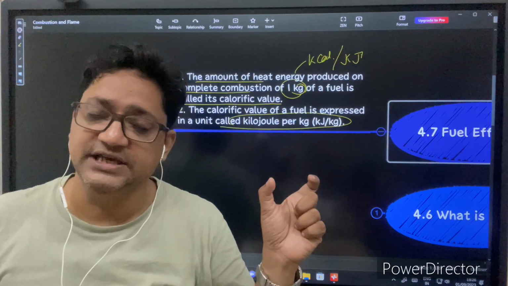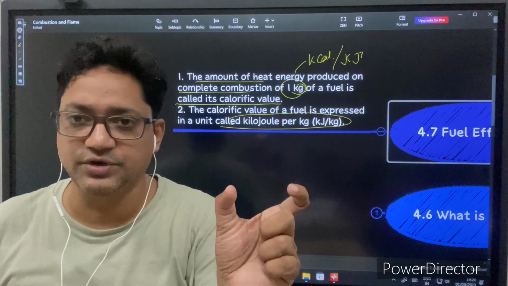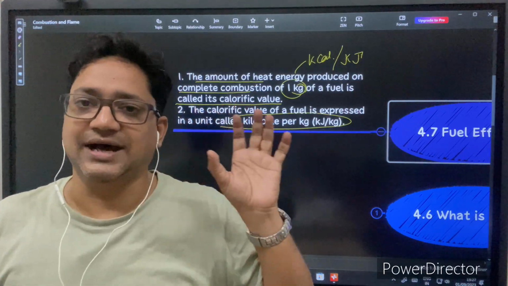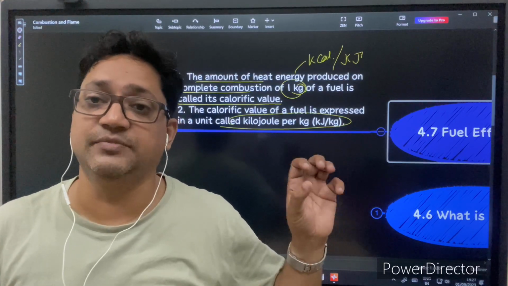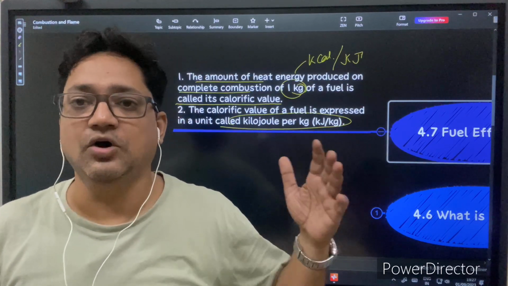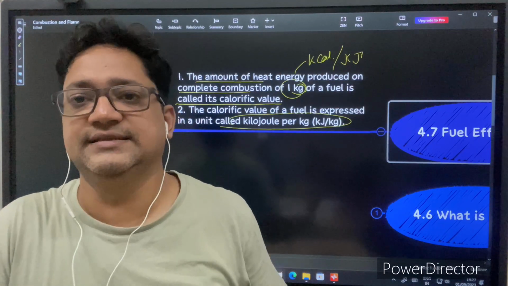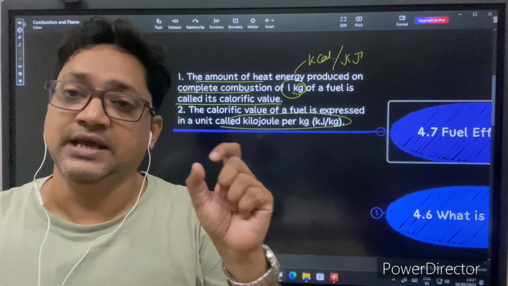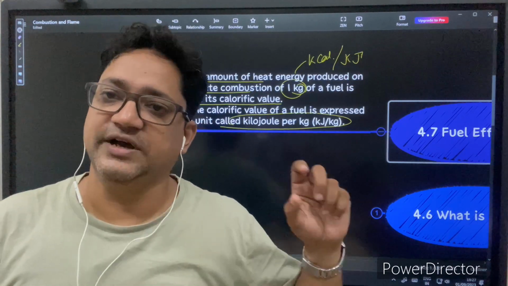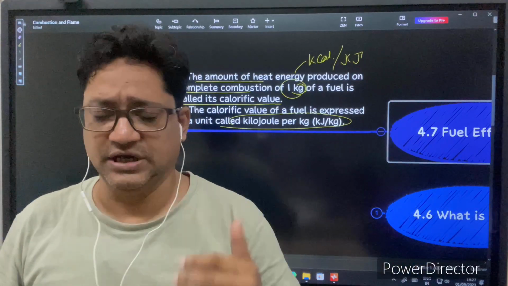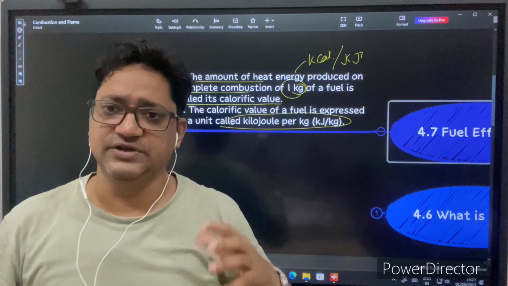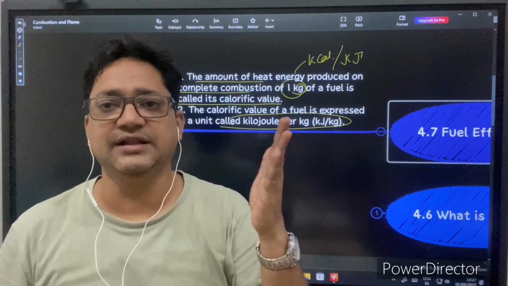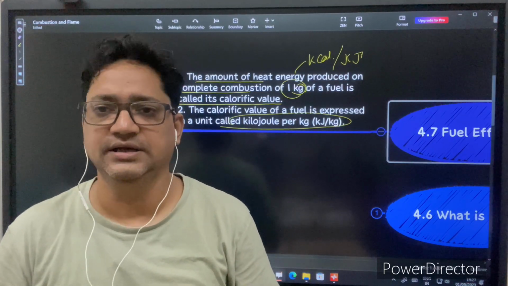If you burn 1 kg of LPG, 1 kg of cow dung cake, and 1 kg of charcoal or coal, the highest amount of energy is produced by LPG. And this is how we define the calorific value. So we can say that the calorific value, kilojoule per kg, is highest for LPG. You can go through the NCERT. There is a chart given there of different types of fuels, and their calorific values are already given in the NCERT.